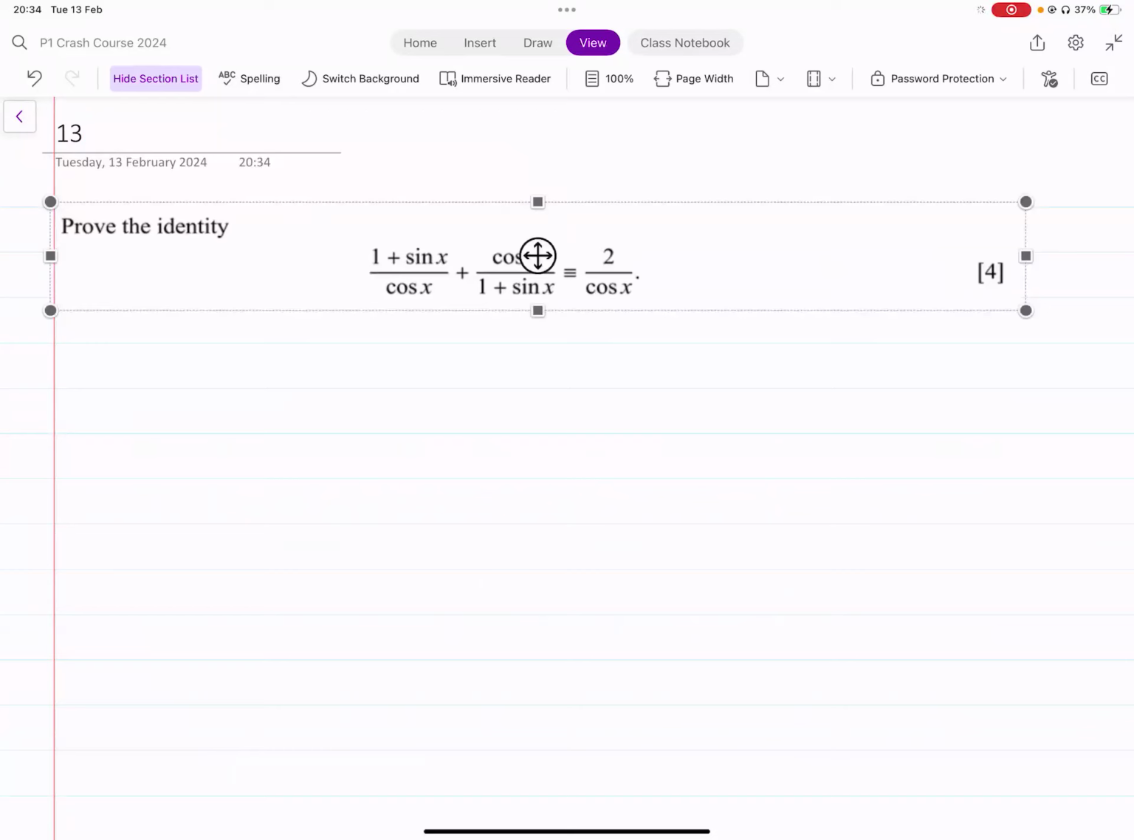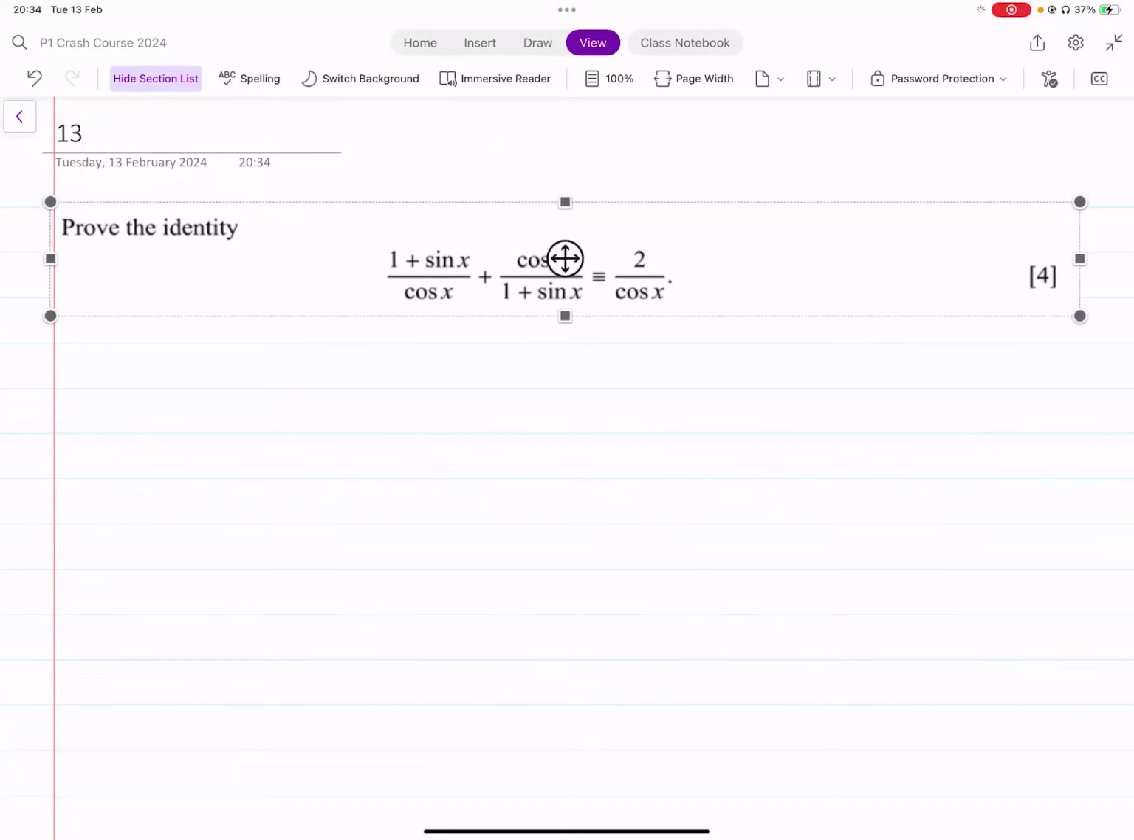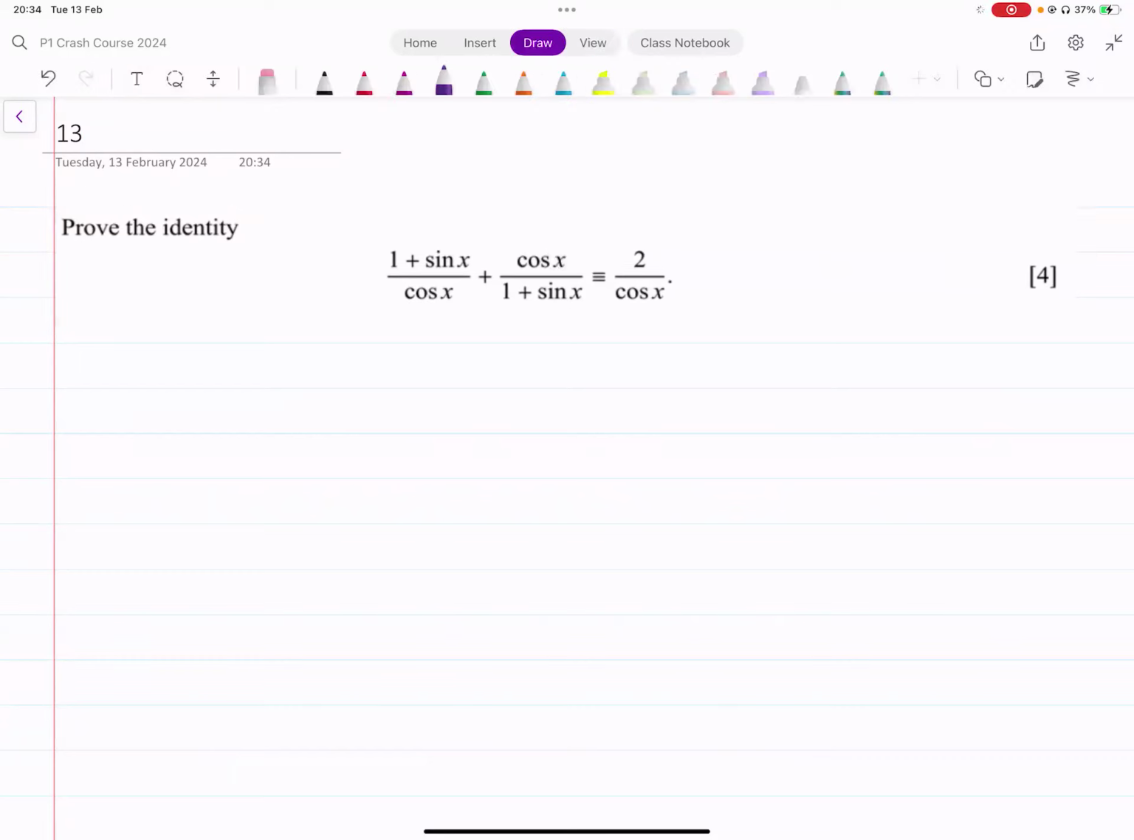All right, so we have to prove this identity. 1 plus sine x divided by cos x plus cos x divided by 1 plus sine x, that is identical to 2 over cos x. We have to prove this identity. Now, which side do we start from? We should start from the left-hand side because the left-hand side has different functions. It also has more terms. So the left side is more complicated. We start from the left-hand side. Now, what do you have to convert it to? We have to convert it to a form in which we only have cos, right? So we need to get rid of sine somehow from this. Okay, that's what we need to do.